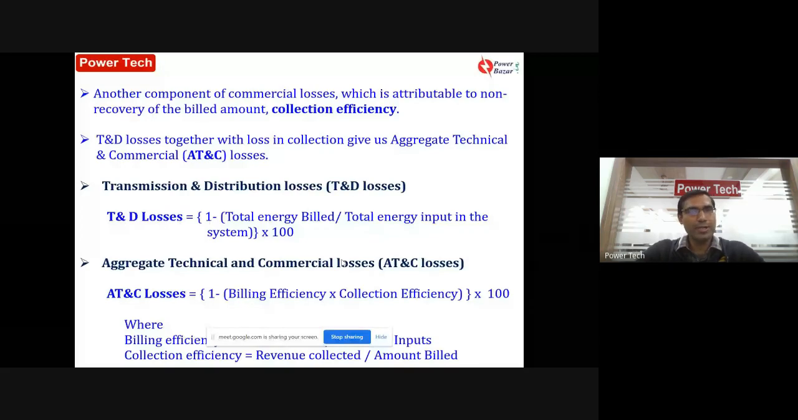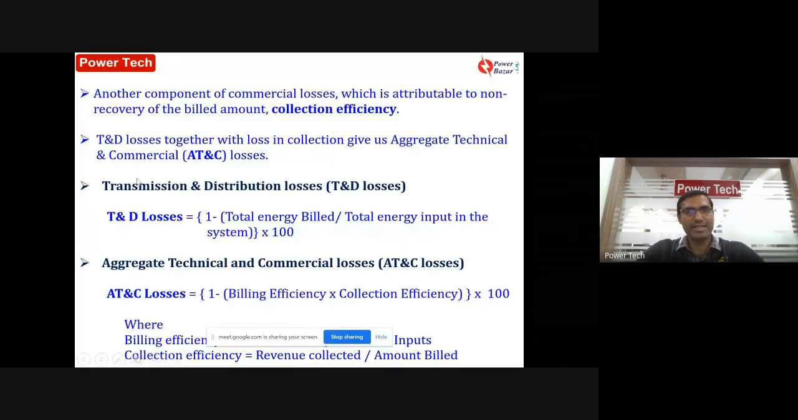Now, there is another component of commercial loss, which is attributed to the non-recovery of the billed amount. The company has billed it but could not recover it. So that gets reflected in the collection efficiency. When this component is added to the T&D losses, it gives us the aggregate technical and commercial losses.